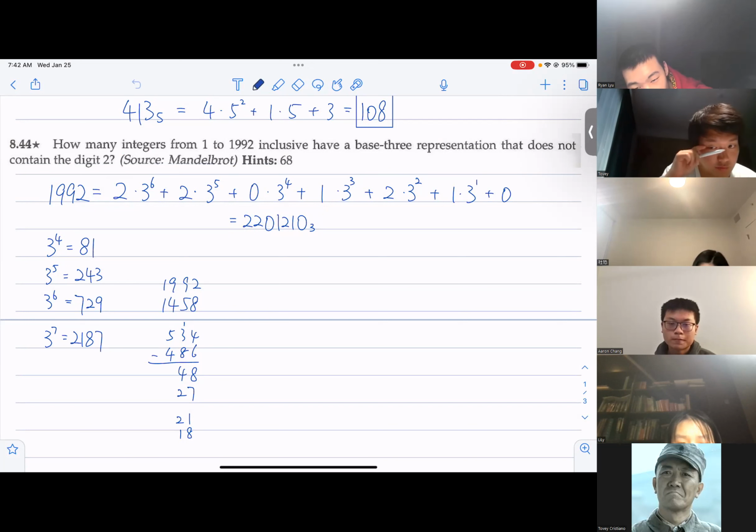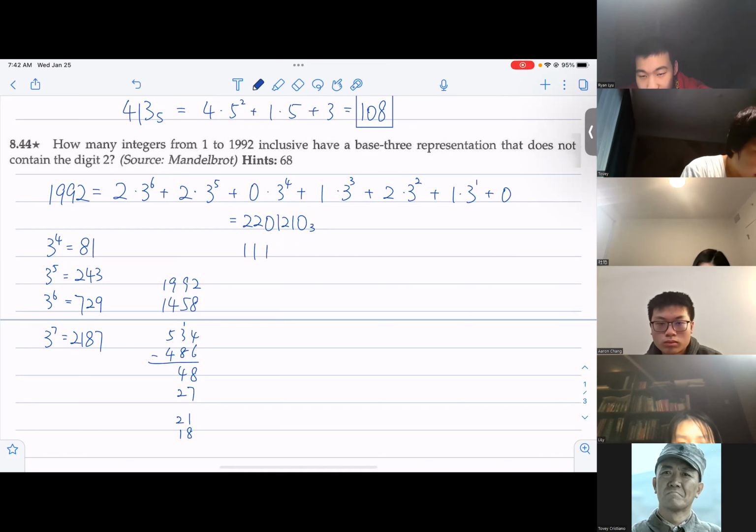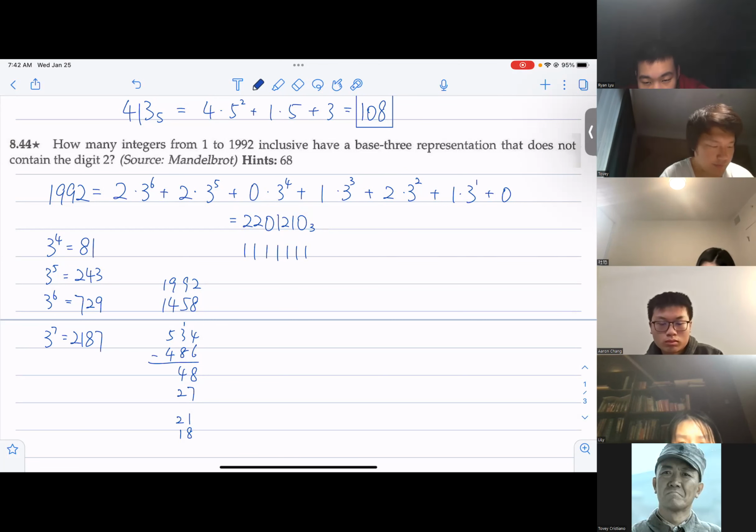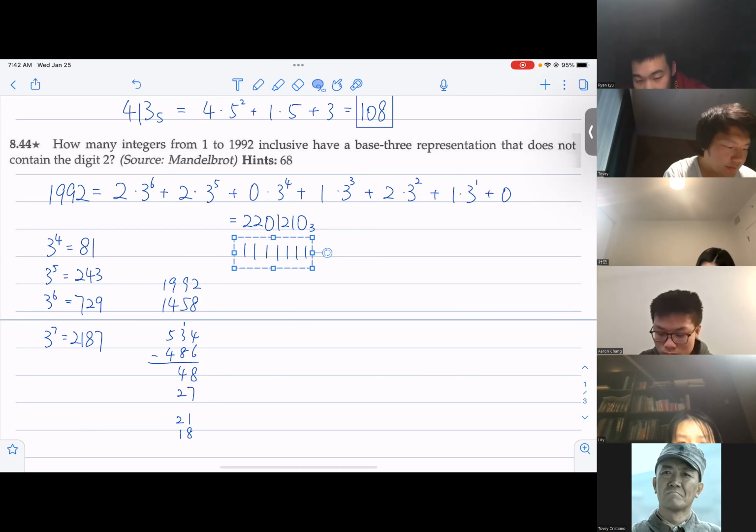Right? So you want to start with a 1. So that means how many digits do we have? We have 7 digits here. The largest number you could get without using a 2 will be 1111111, seven ones. That makes sense, right? Okay.